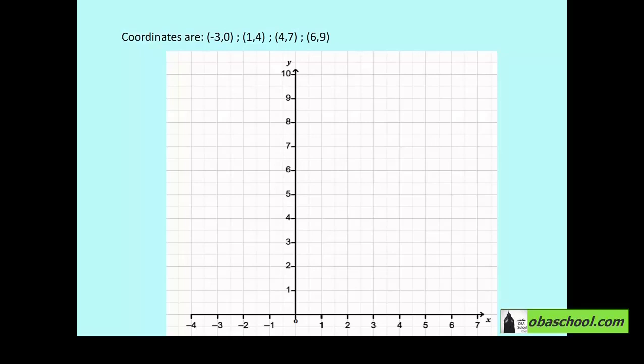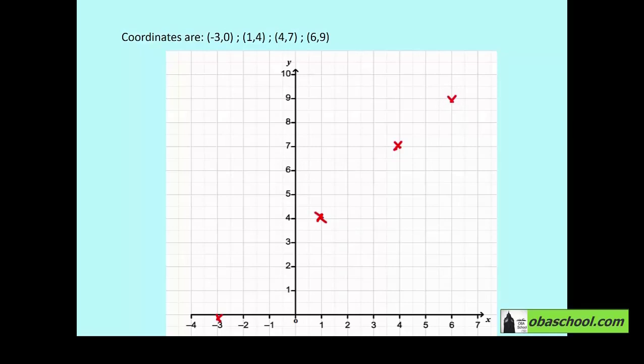We locate the graph and we make the scale so that each unit represents one number. So -3, 0. This means x is -3 and y is 0. This is the first point. The second point is 1, 4. This is 1, and here is the 4. This is the second point. The third point is 4, 7. This is the 4, and this is the 7, and the last point is 6, 9. This is 6, and here is the 9.